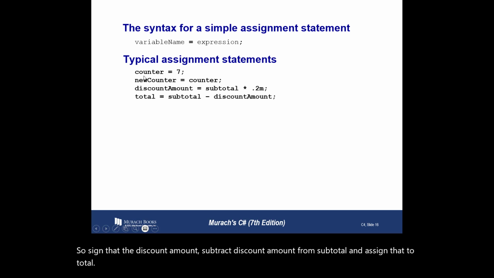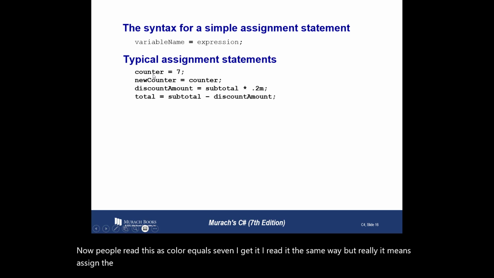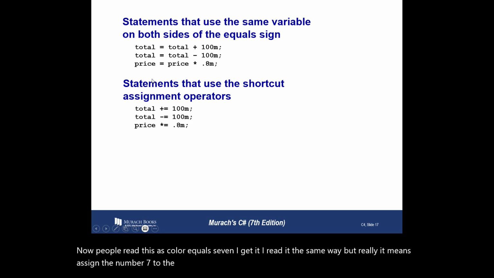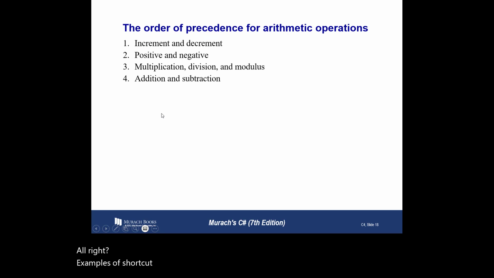Now, people read this as counter equals 7. I get it. I read it the same way, but really it means assign the number 7 to the variable counter. All right. Again, examples of shortcut operators. We've already talked about these.